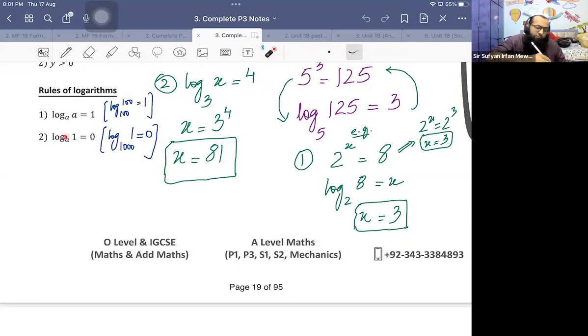Then we understood that if the base is a and if we get 1 as the final answer, then this means the power would have been 0. So log of 1 with a base of 1000 is 0. Log of 1 with a base of 200 is 0. No matter what the base is, if the answer is 1, then this means that the power is 0.